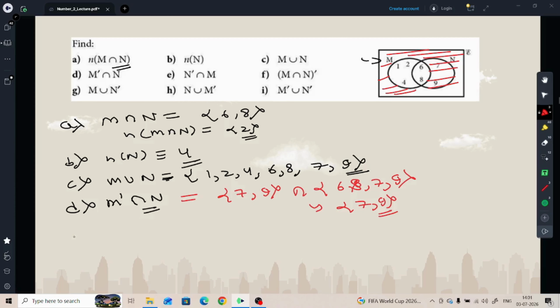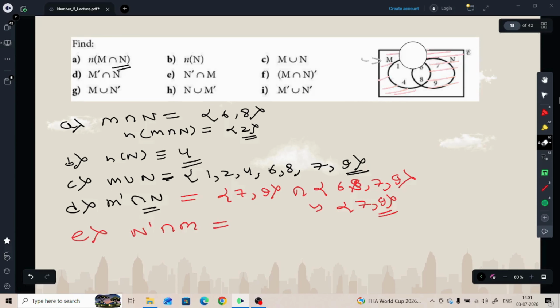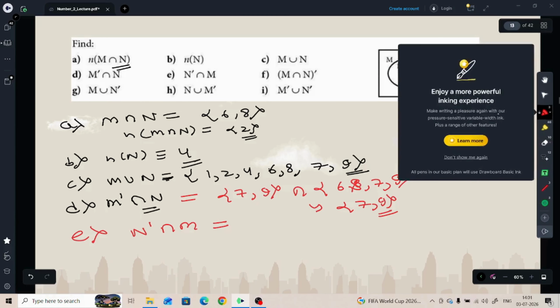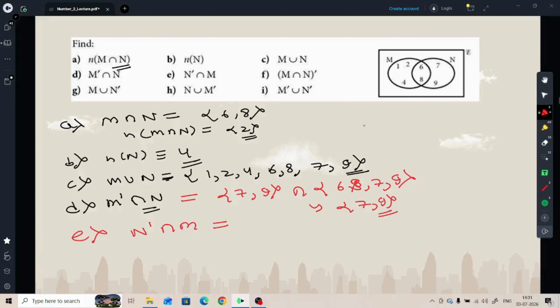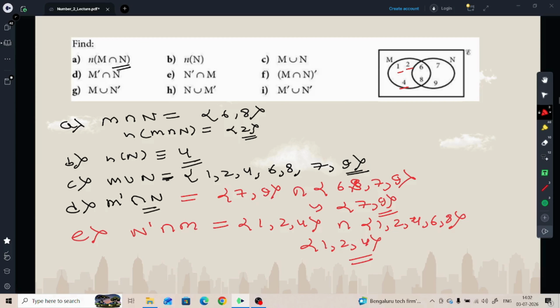Like that we can go with the E part also. N complement intersect M. So we'll be taking out the elements present in the universal set leaving N. So those will be basically 1, 2 and 4. So 1, 2 and 4 we'll be taking on one side, and then we'll be taking its intersection with M. So M is basically 1, 2, 4, 6, 8. So the answer will be actually 1, 2 and 4. Like that we need to do. So hope you must have understood till this part. Okay, let's move on further.